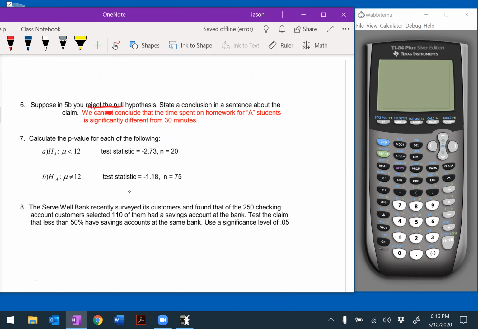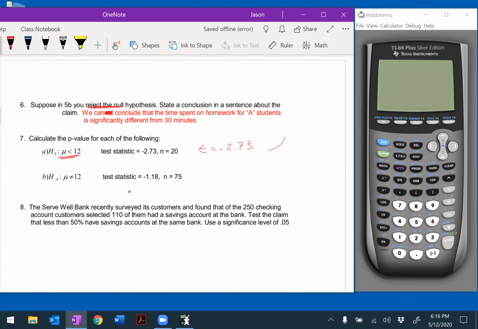Okay, number 7, calculate the p-value for each of the following statistics. Okay, for mu, that's a t value. Okay, and so what's the p-value? This is going to be a t-score. So the t-score is equal to negative 2.73. And the same with B, we're going to be doing the same thing.